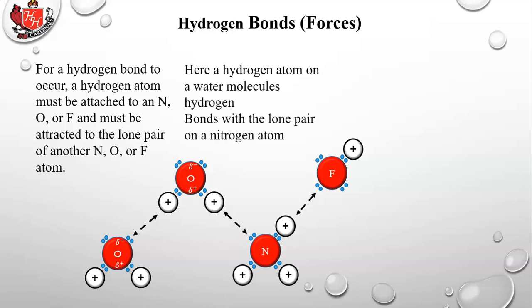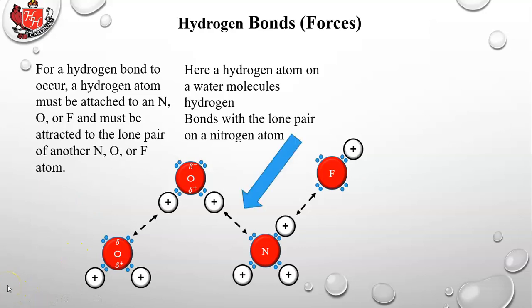Now, here in the center, a hydrogen atom on a water molecule hydrogen bonds with the lone pair of a nitrogen. If you look at that dash line in the middle between a hydrogen proton, that's the plus sign, and the lone pair, it's on an ammonia molecule, so it's being attracted to the lone pair of the nitrogen there. So you can mix and match.